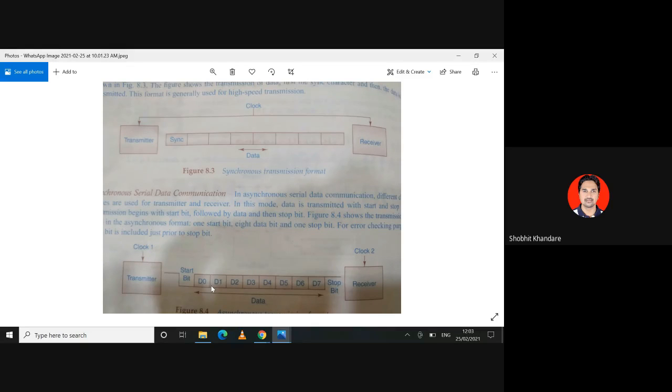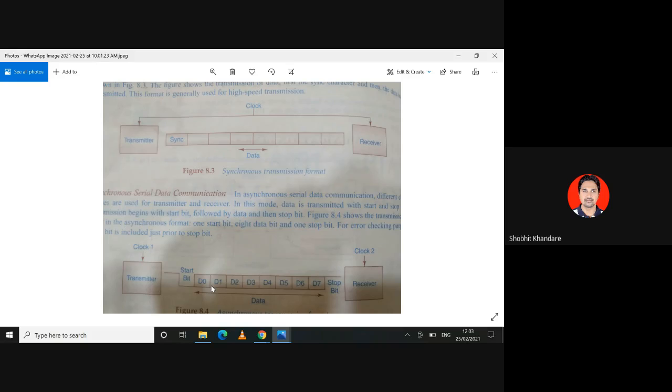Now what do you mean by baud rate? Please try to understand, this is also important. Baud rate is the rate at which the bits are transmitted. In simple language, the number of bits transmitted per second is called the baud rate. Another word for baud rate is transfer rate.